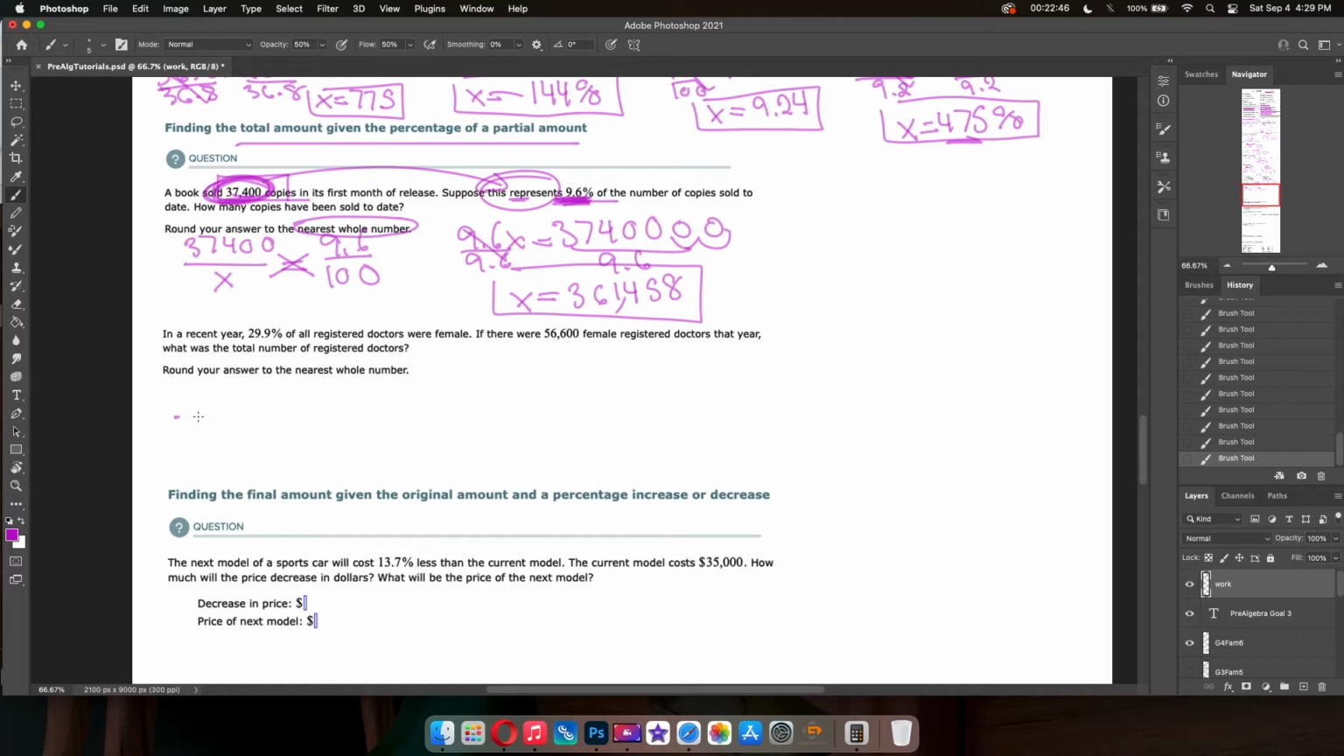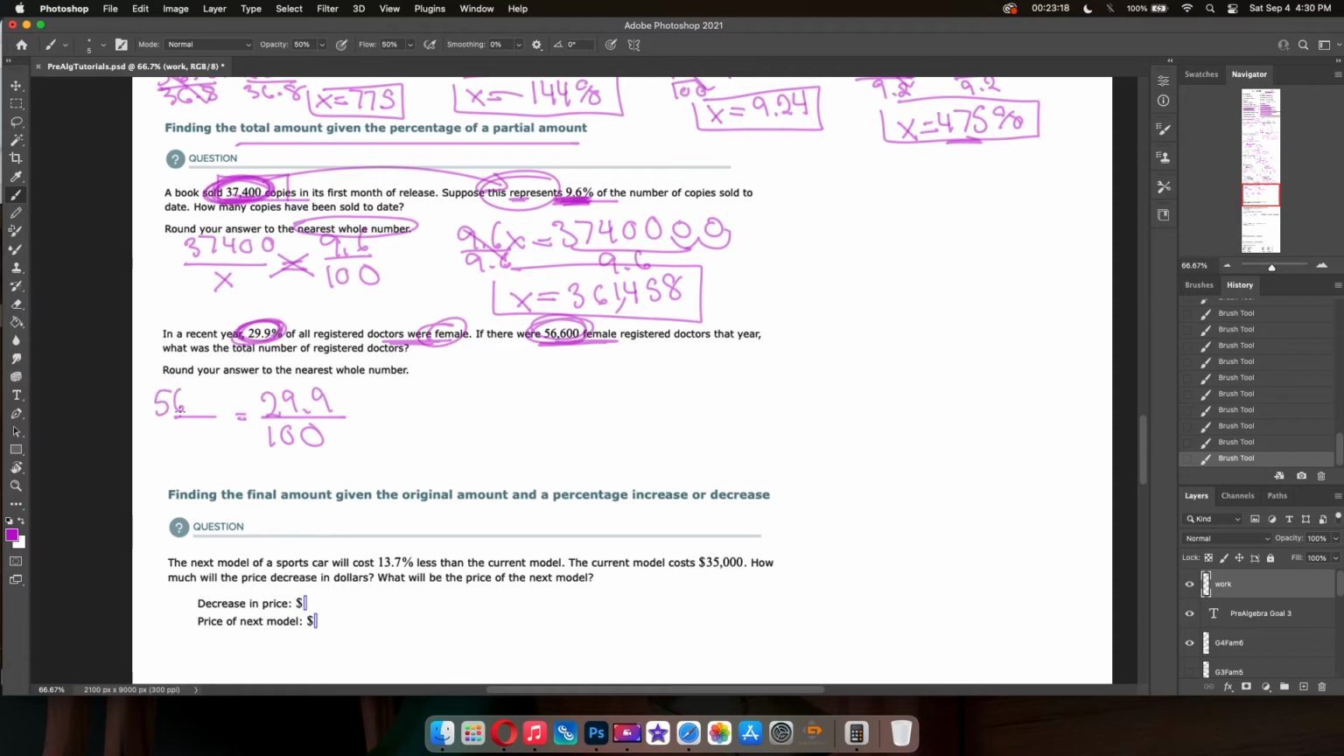Same thing is going to happen over here. So we set up our two equations out of 100. We have the 29.9%. That part makes sense. This one I actually have to read, which is unfortunate because I love word problems where I can skip the reading part. Let's see here. 29.9% were female. So let's assume that there were 56,600 female. Okay, so again, they're linking. Female is 29.9%. Which means this number is besties with the percent.